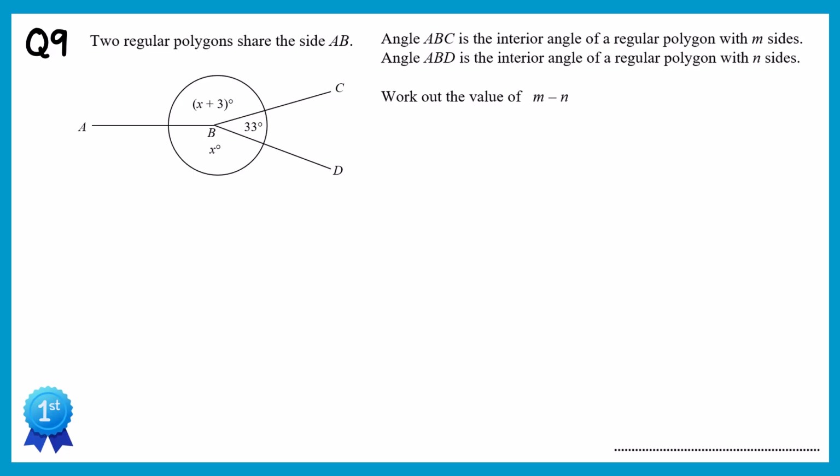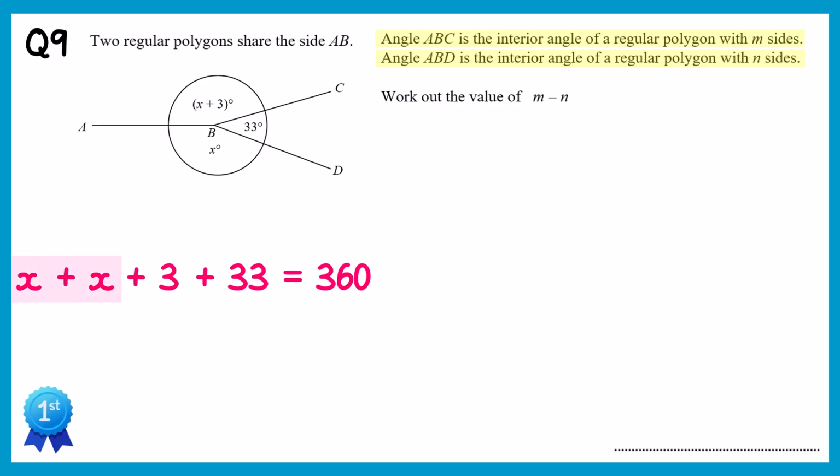In this question, we're told that angle ABC is the interior angle of a regular polygon with m sides, but then angle ABD is the interior angle of a regular polygon with n sides. You can see from the diagram we have three angles here, and since they're all around a point, they must add up to make 360. So let's add together all of the angles, so x plus 3 plus 33, and this must make 360. We can just solve this equation now.